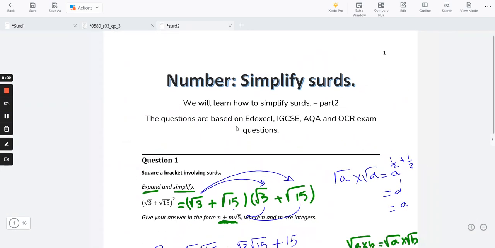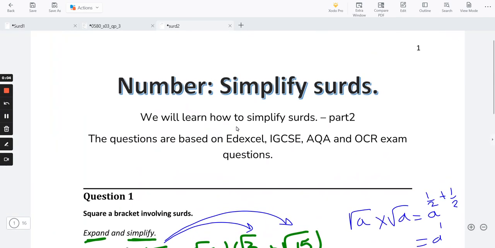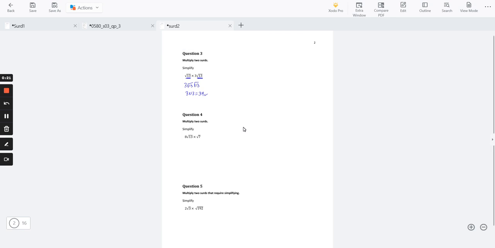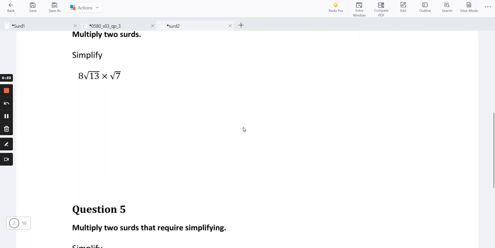Again, we are working with surds. Again, simplifying surds. This is part 2. Questions are based on Edexcel IGCSE, AQA, and OCR exam questions. It's important to learn how to simplify surds.